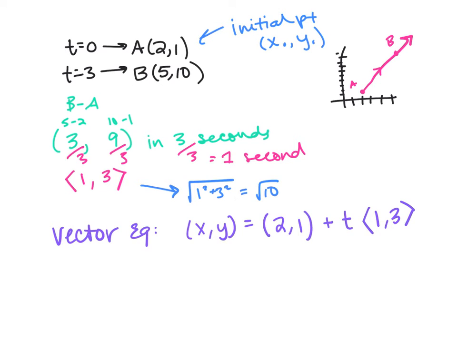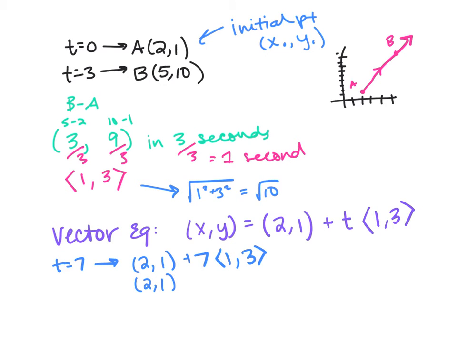So now part D says, use the equation to find where we'd be after 7 seconds. We're just plugging 7 in for t. So when t equals 7, well, 2, 1 plus 7 times 1, 3. Just follow order of operations, and then we'll add our corresponding parts.